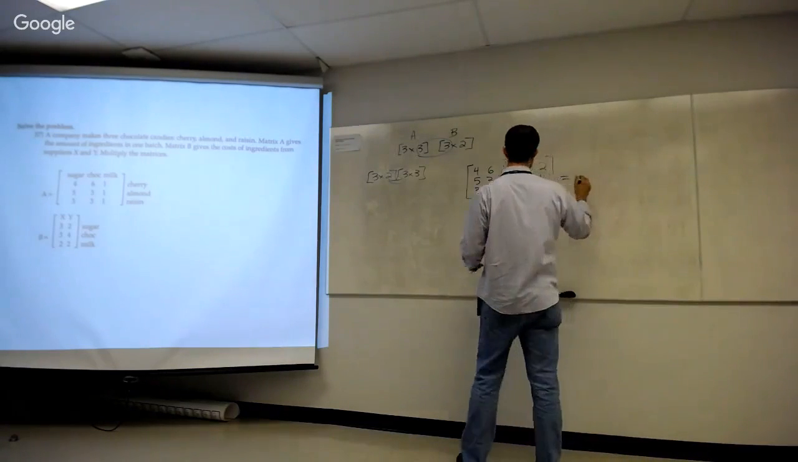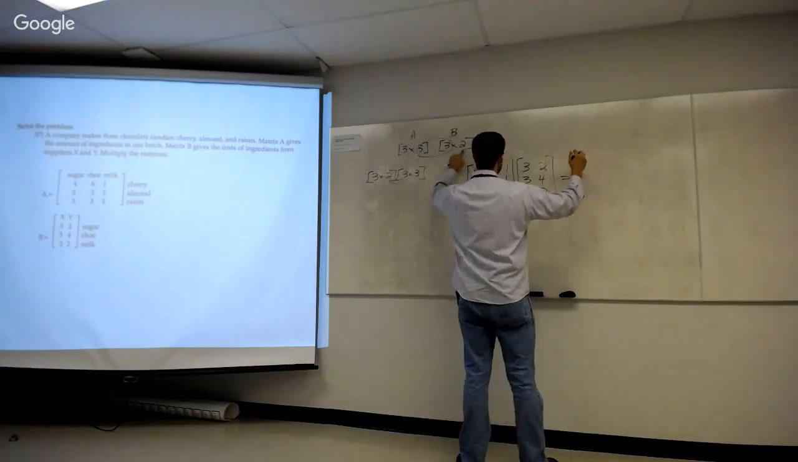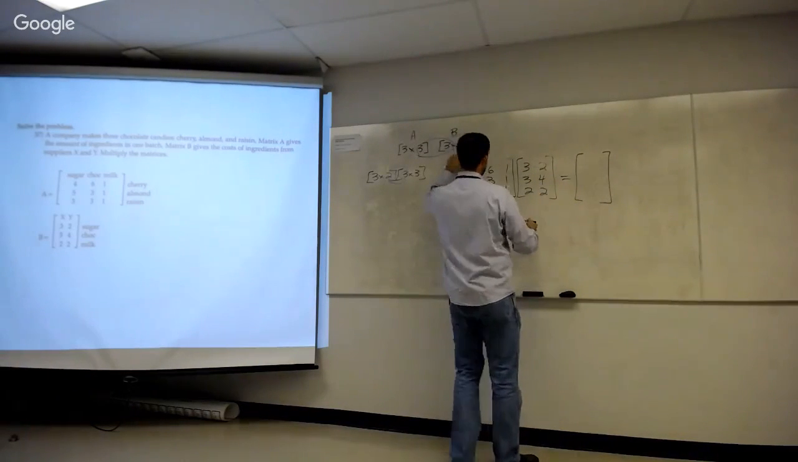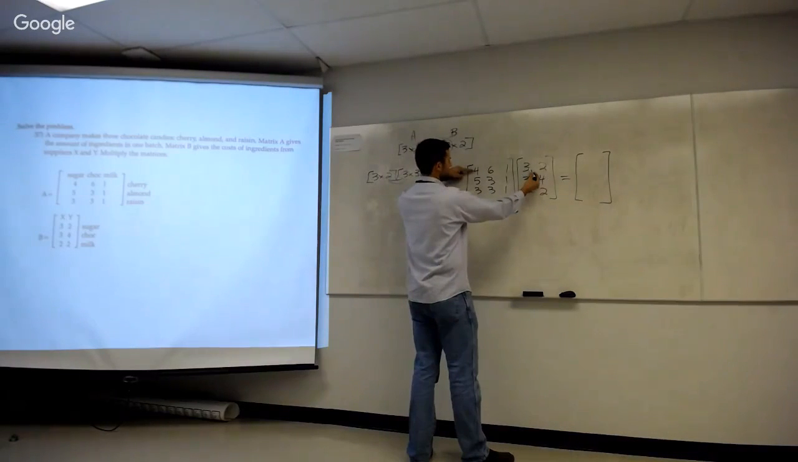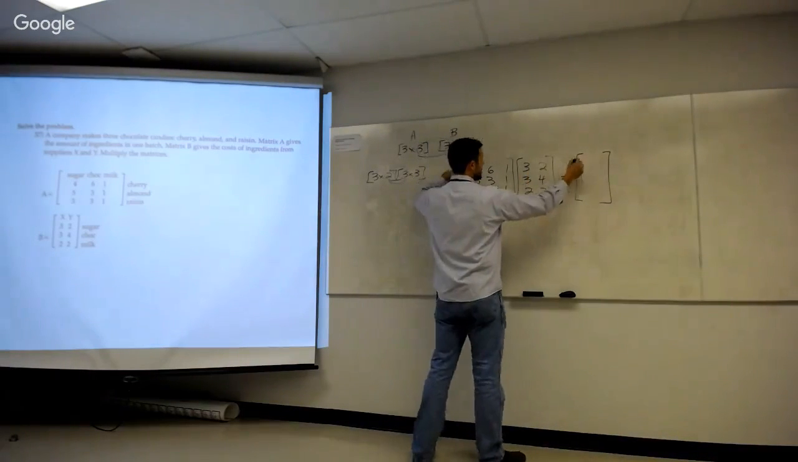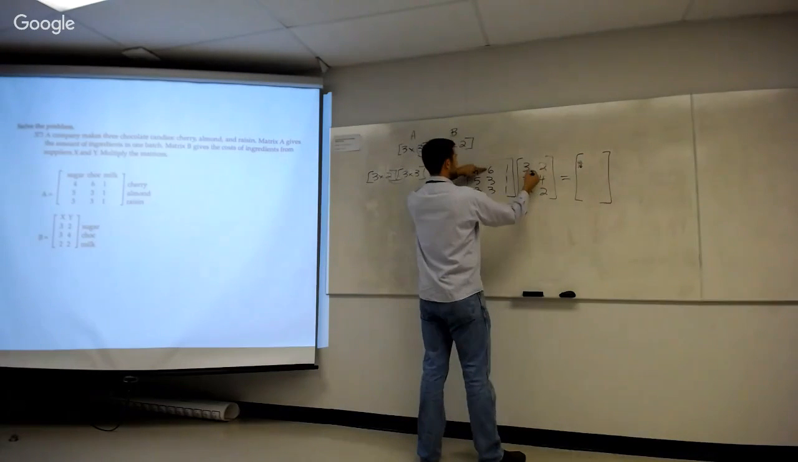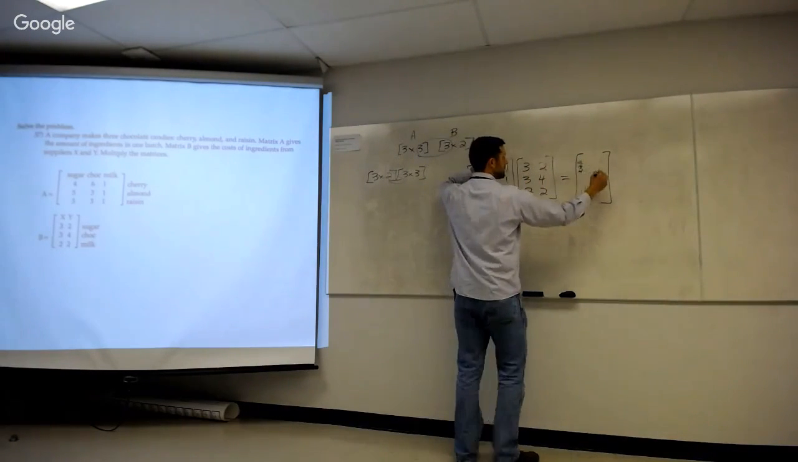So, multiply. What should our final form be? 3 by 2? So that's 3 rows, 2 columns. So it'll look kind of like that. And then this is going to be a lot of multiplication. 4 times 3 is 12. 6 times 3 is 18. And then 1 times 2 is 2.